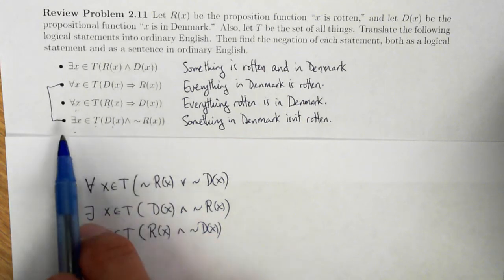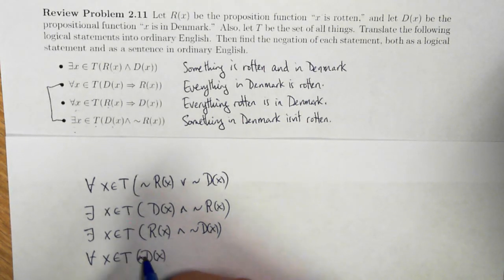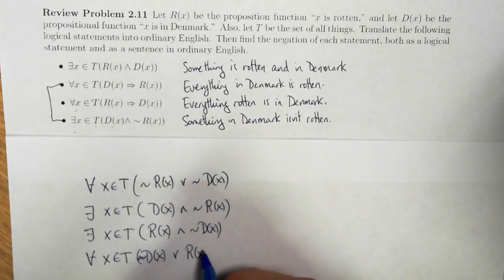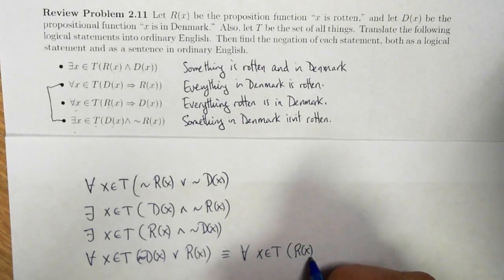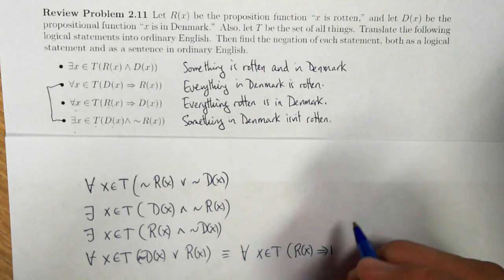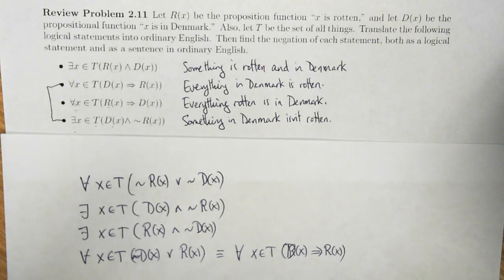And the last one, if I take this negation just directly, I would have for all x and t, not D of x, or R of x. And if you remember the rule, not p or q, that's the same thing as p implies q. So D of x implies R of x.